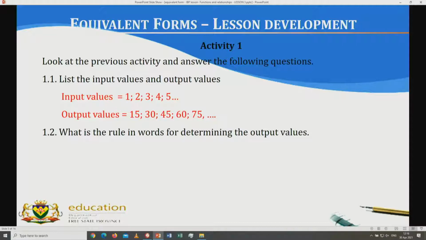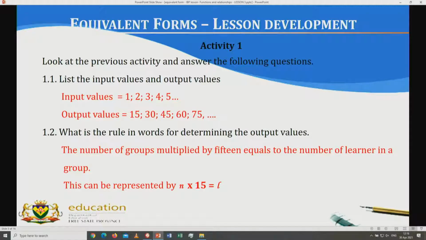Now, the second question: what is the rule in words for determining the output values? The number of groups multiplied by 15 equals the number of learners in a group. That is our rule described in words. This can be represented by n, which represents the number of groups, multiplied by 15, which equals L, the number of learners in a group.